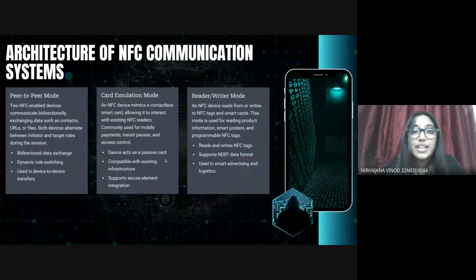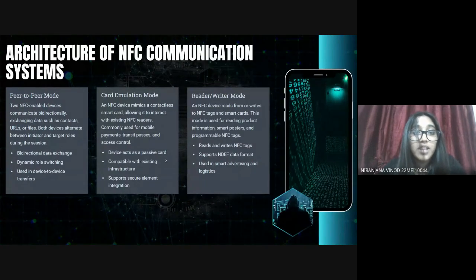This is like two phones talking to each other directly. For example, when you share a contact or a file just by tapping the phones, both devices take turns sending and receiving data. So it's a two-way communication. As you can see, we have bidirectional data exchange, dynamic route switching, as well as device to device transfers.